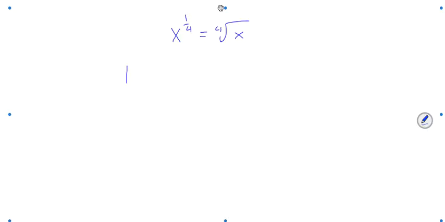So if we were trying to do something like 16 to the 1/4 versus doing the fourth root of 16. Over on the right, we would be trying to figure out what number to the fourth power equals 16, right? That's what we'd be trying to do, and it's of course 2. 2 to the fourth is 16, so the answer is 2.